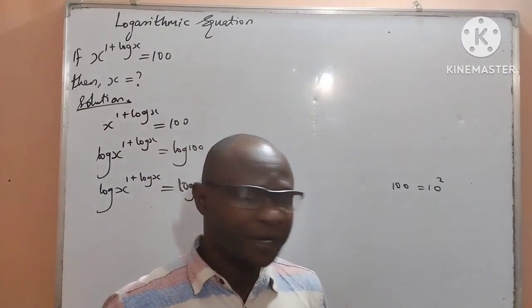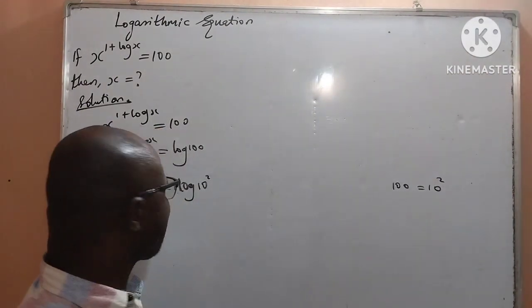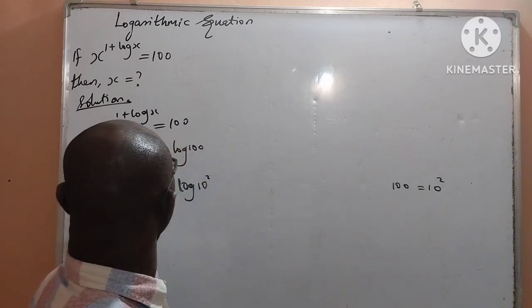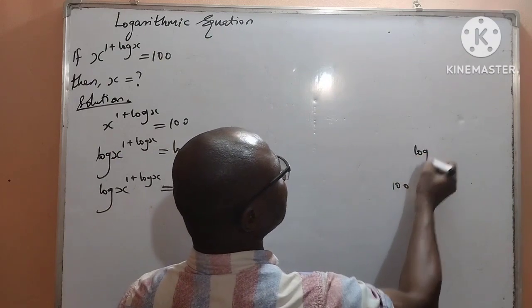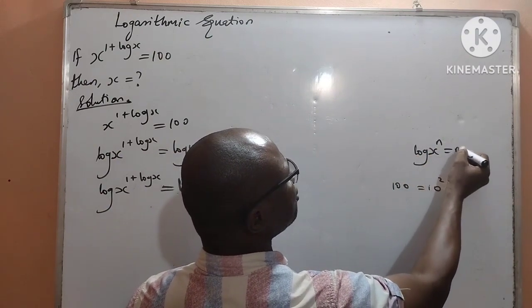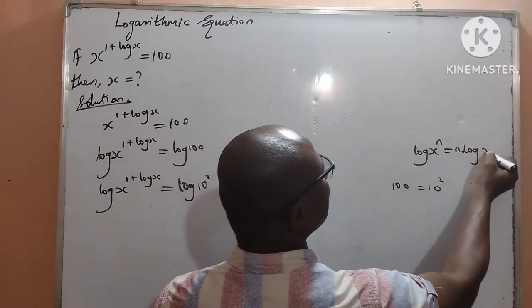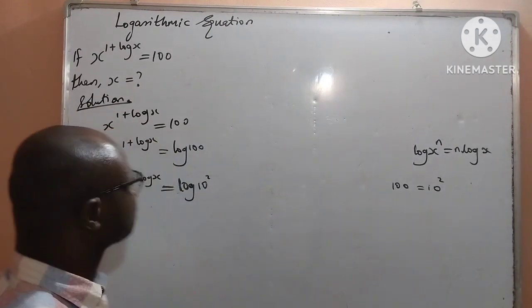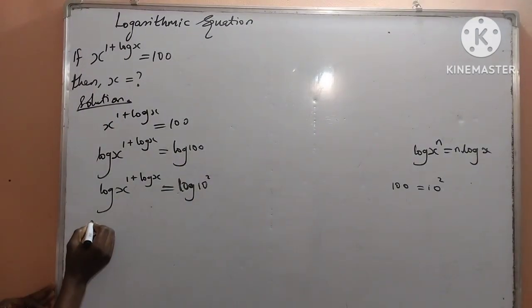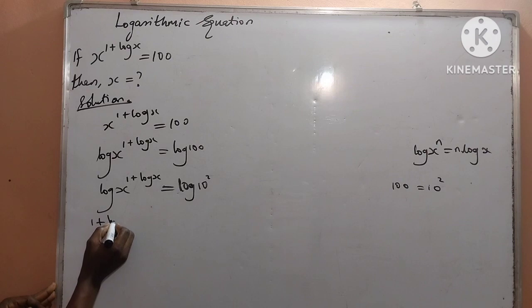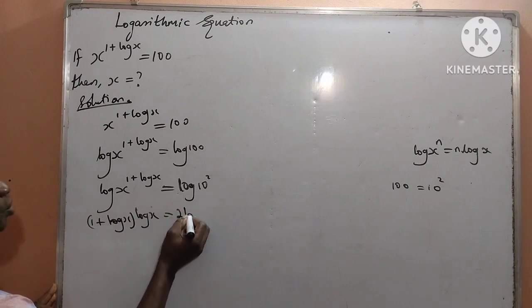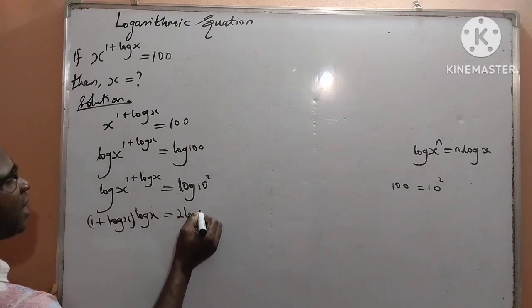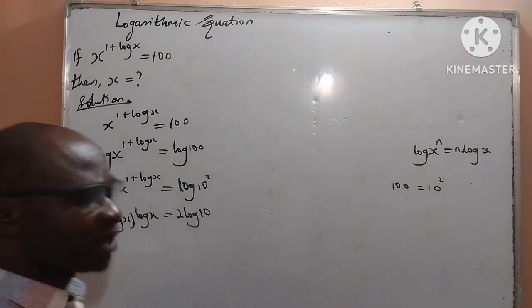Very good. At this point, we can apply the power rule in logarithm, and that says that if we are given the log of x raised to the power n, it is equal to n the log of x. Beautiful. So applying that here, we have 1 plus log of x, then multiplied by the logarithm of x is equal to 2 the log of 10. This is what we have.